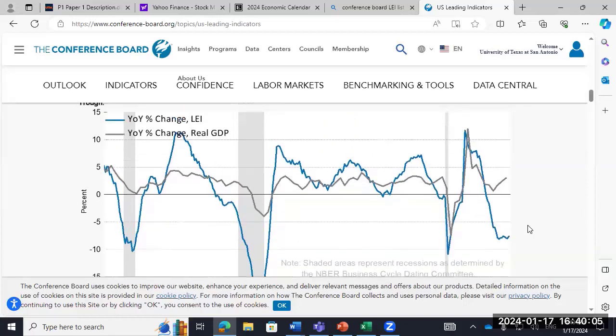You can see one of the most important leading economic indicators is the yield curve. Y'all know what the yield curve is, right? You'll study that. We'll talk about the yield curve here. What does the yield curve tell you?